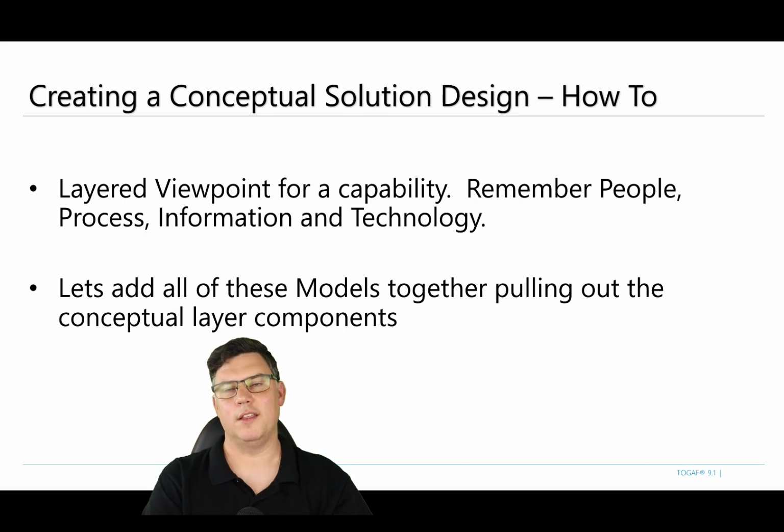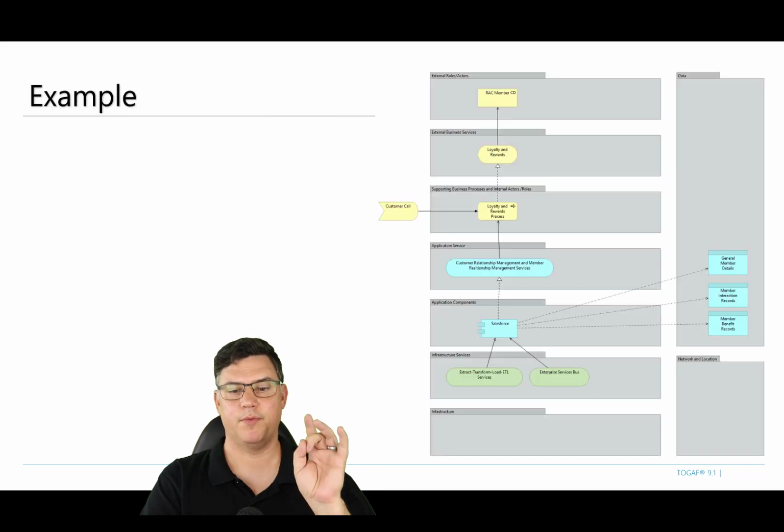And then at the lower end, there's a project context diagram. So we use the conceptual solution design, the layered viewpoint, to put all those things together: technology, application, and business. So we're going to use the layered viewpoint for capability. Remember, people, process, information, technology. Let's add all these models together, pulling out the conceptual layer components only.